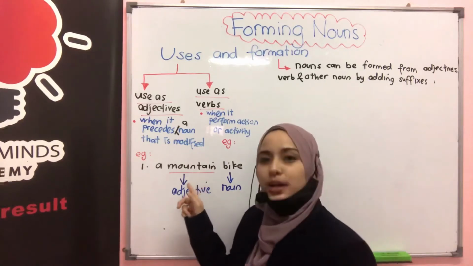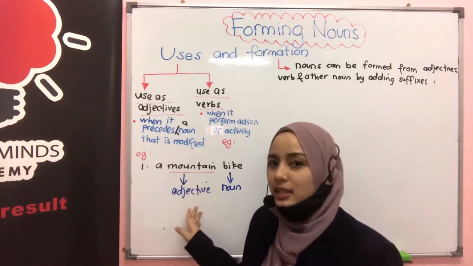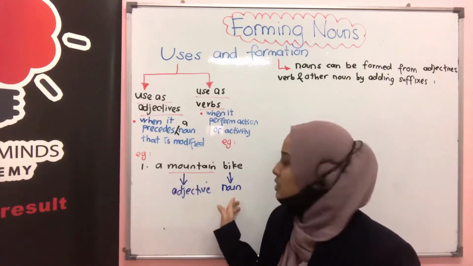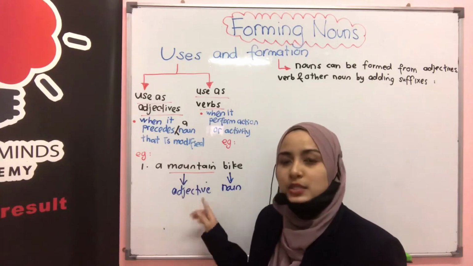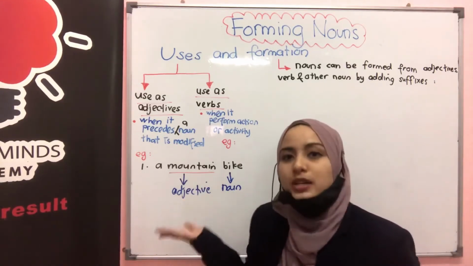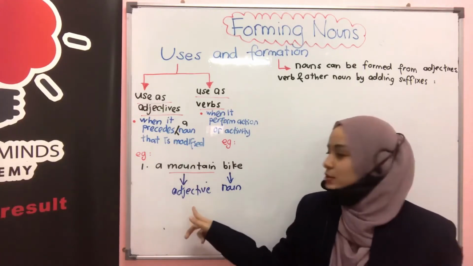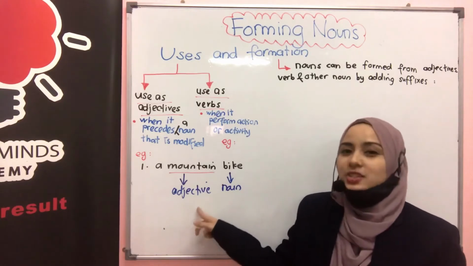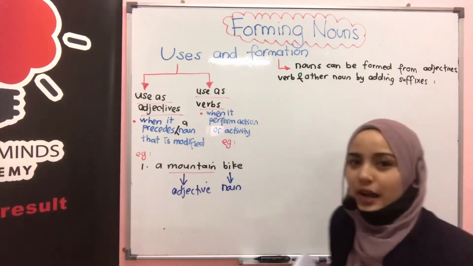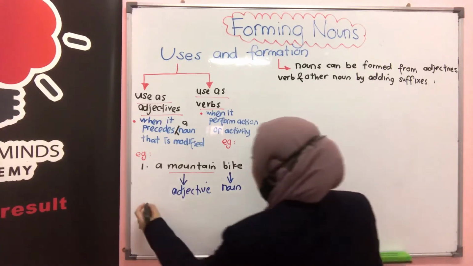So this one, where is the adjective again? Mountain. When you look at the example, a mountain bike, we talk about the bike. So before the word bike, you see the word mountain. A mountain bike. So where is the adjective? Here. The word mountain is the adjective. Okay, so let's see. What do you try? I give you the second example. All right. Let's see.